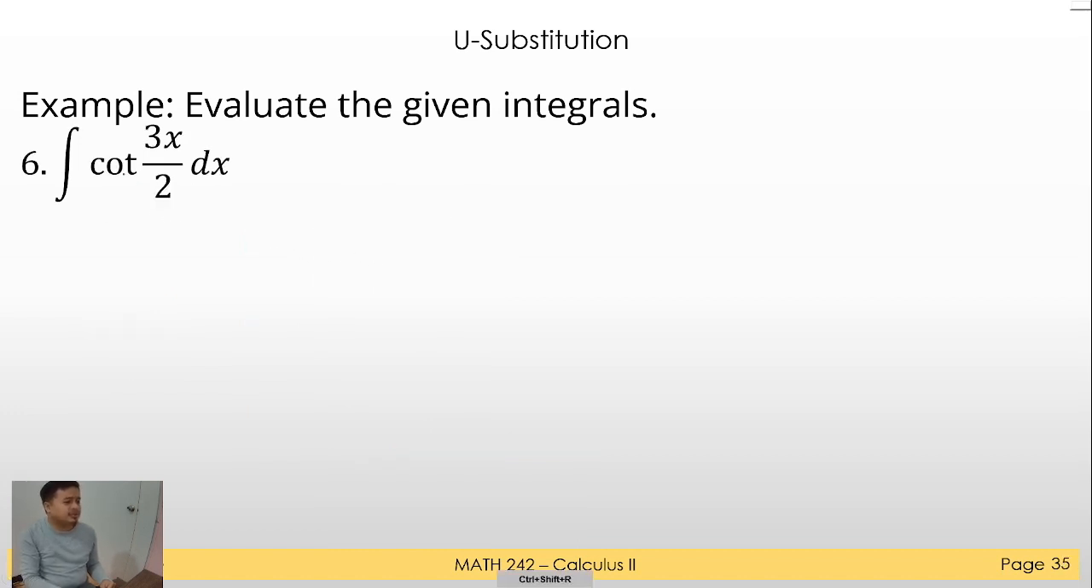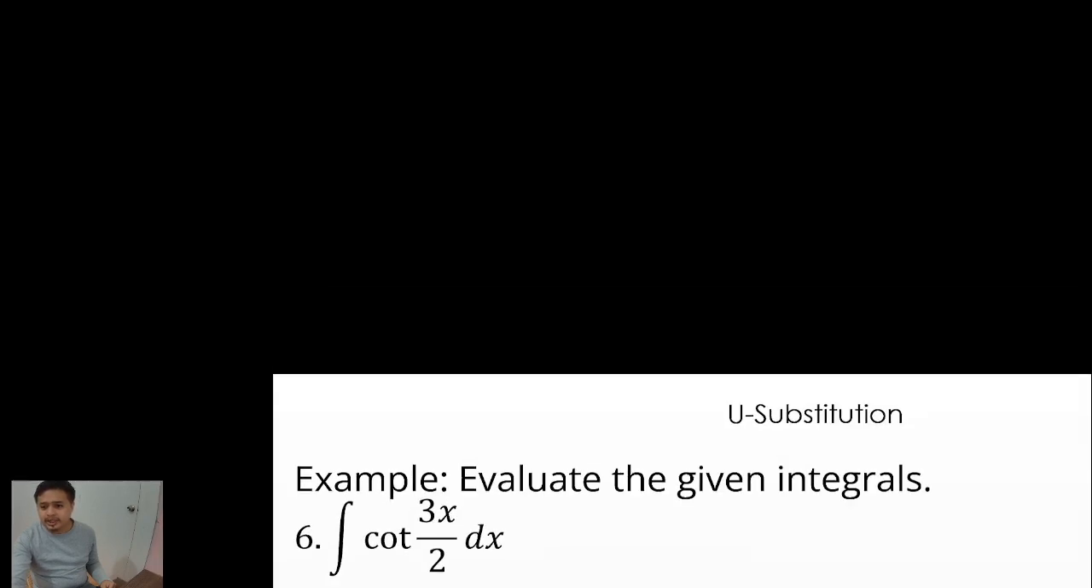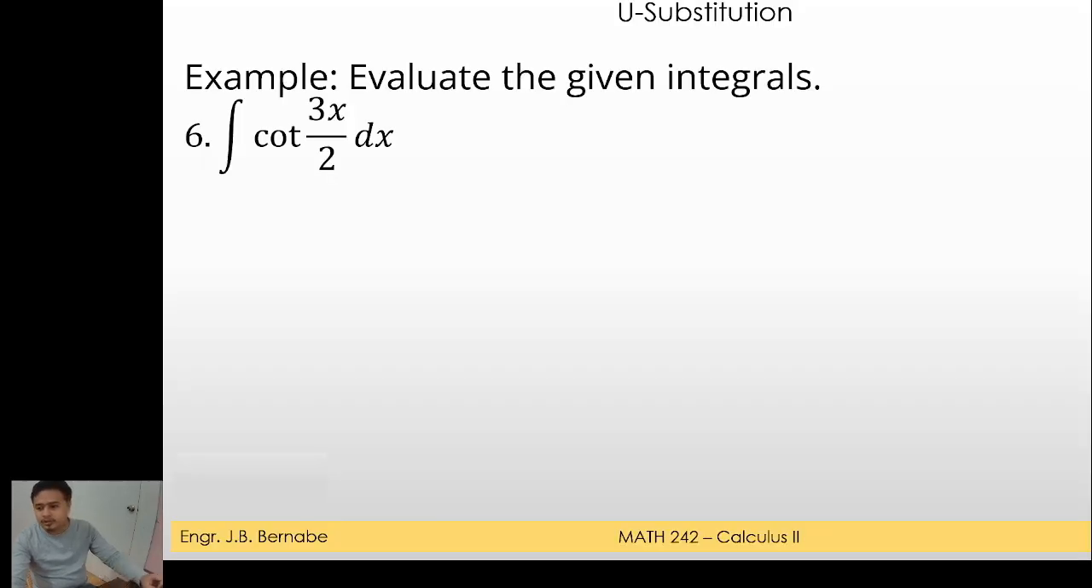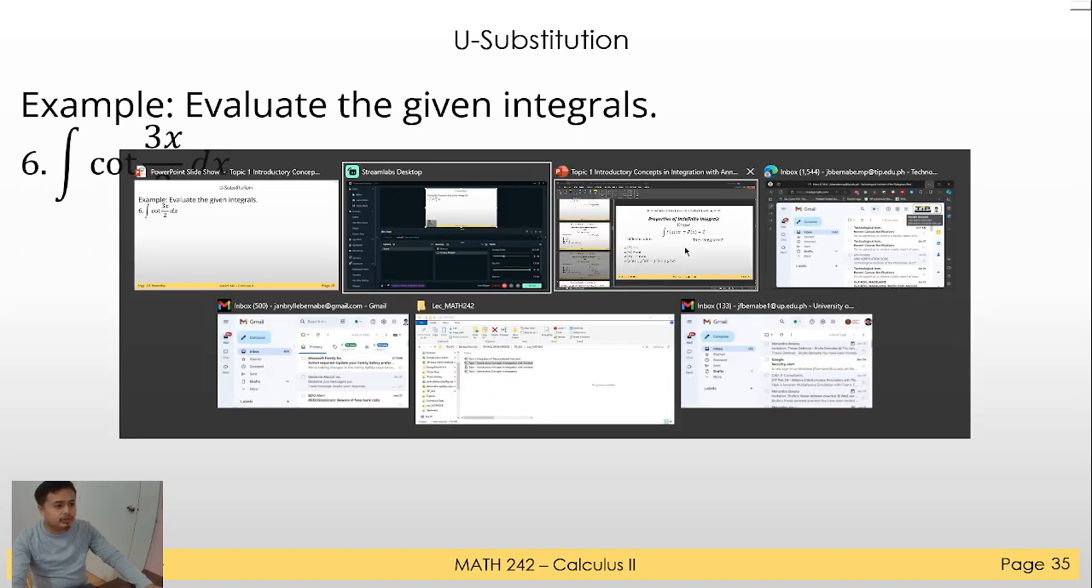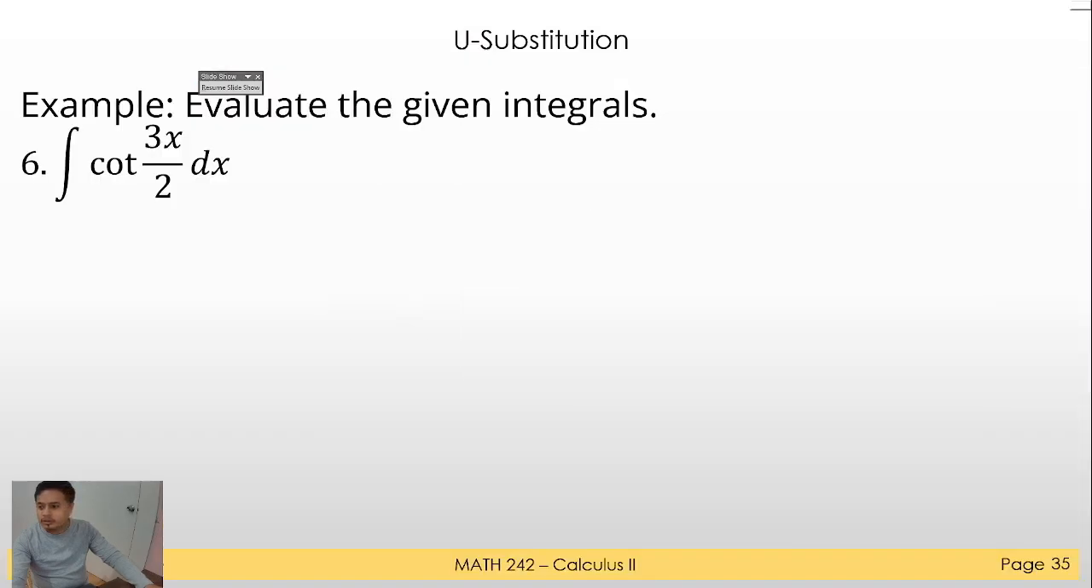Okay, so the next one is we have cotangent 3x over 2, raised to 3 halves. Sorry. Let's sort this out. Oh no. Where is my presentation? Sorry, guys. So just check my answer so far.